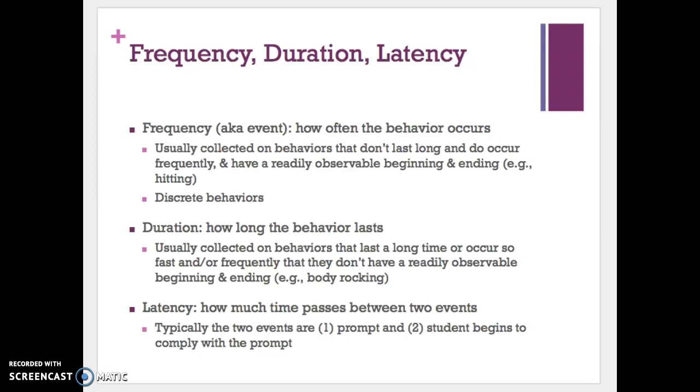There's also latency recording, so how much time passes between two events. So typically the two events are a prompt or some sort of stimuli, and when the student begins to comply with the prompt, that's the most frequently used. For some behaviors, though, you would use latency or duration collection methods, like for, say, laying on the floor.